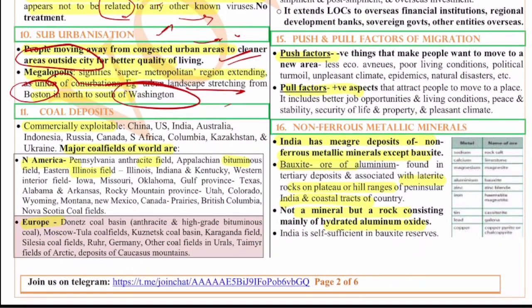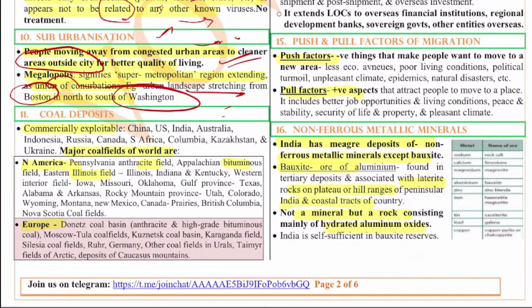Next, the 11th question is about coal deposits. There are various commercially exploitable coal deposits, and a few countries have the largest coal deposits. They are very famous for that. Countries like China, US, India, Australia are very famous. The major coal fields of the world: in North America, some coal fields are the Pennsylvania, Appalachian, the Illinois, the Western Interior field, all of them.